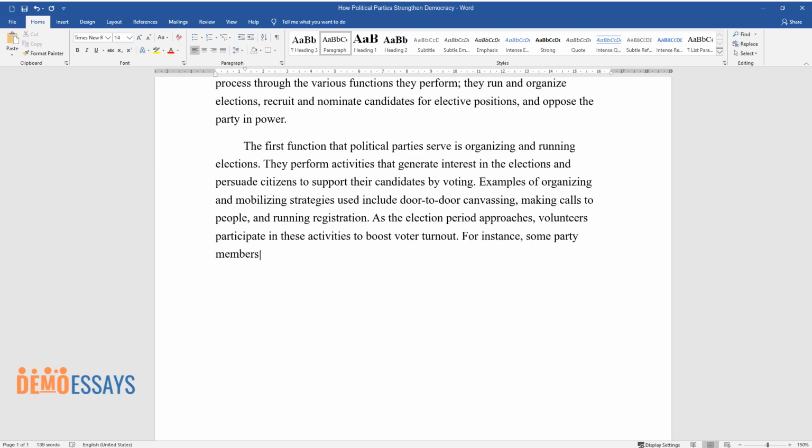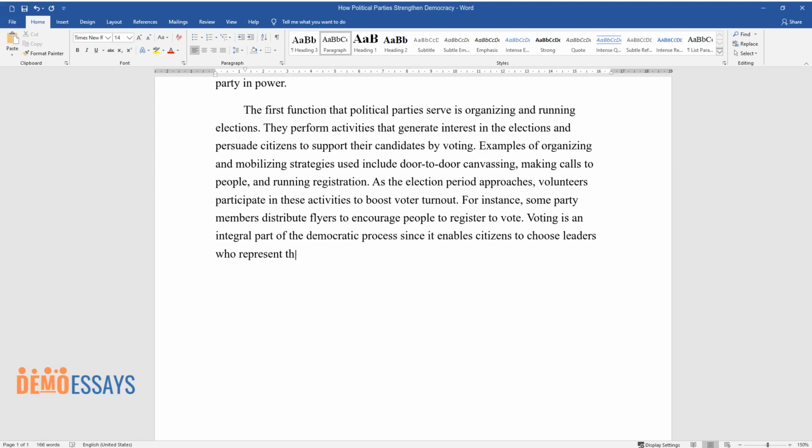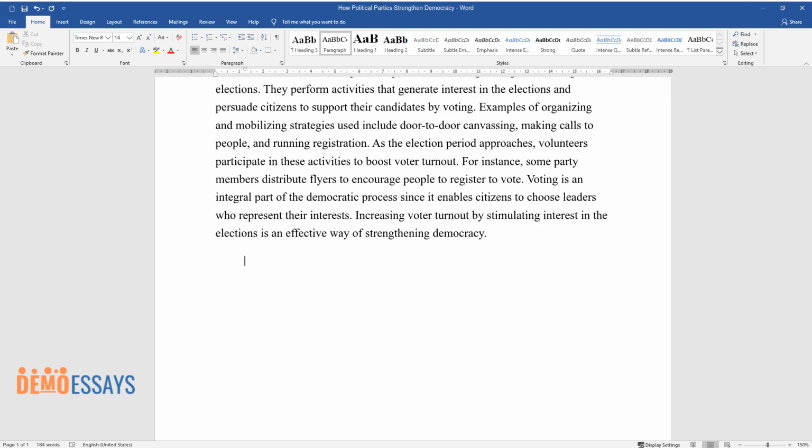For instance, some party members distribute flyers to encourage people to register to vote. Voting is an integral part of the democratic process since it enables citizens to choose leaders who represent their interests. Increasing voter turnout by stimulating interest in the elections is an effective way of strengthening democracy.